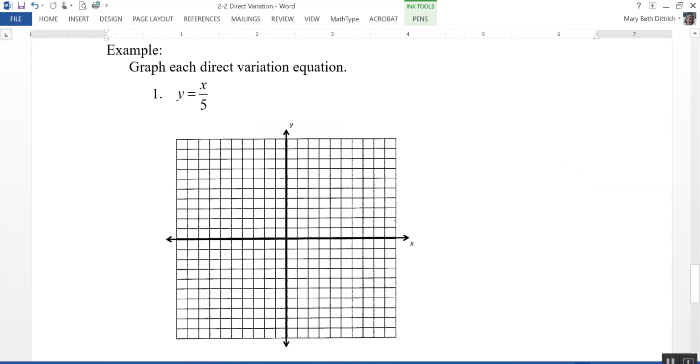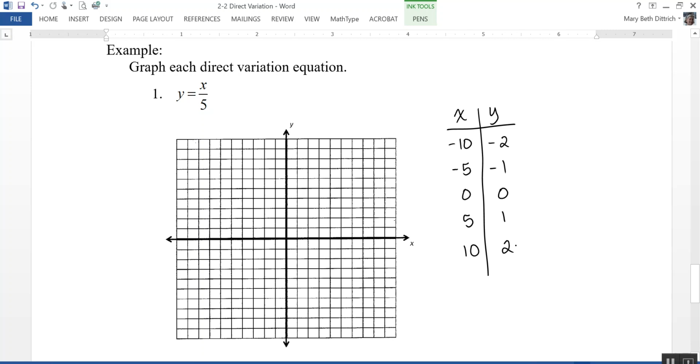Here we have the direct variation equation y equals x over 5. To do this, I'm just going to make a table of values. I'm going to pick a handful of x's, but notice that x is divided by 5, so I don't want to pick 8 because I don't want to have to graph 8 over 5. So I'm going to pick multiples of 5: -10, -5, 0, 5, and 10. When x is -10, y is -2. When x is -5, y is -1. 0, 0 is always a point. When x is 5, y is 1. And when x is 10, y is 2.